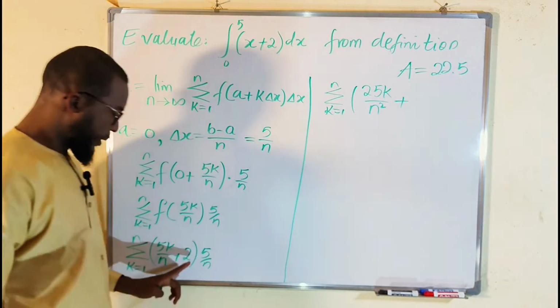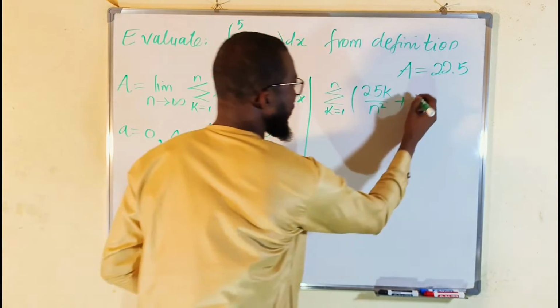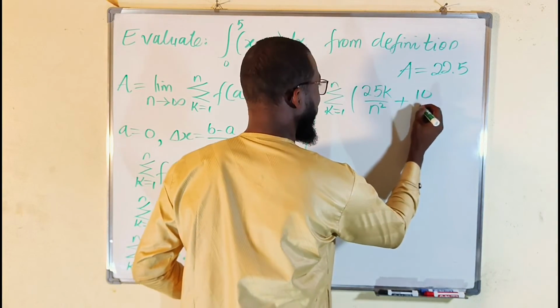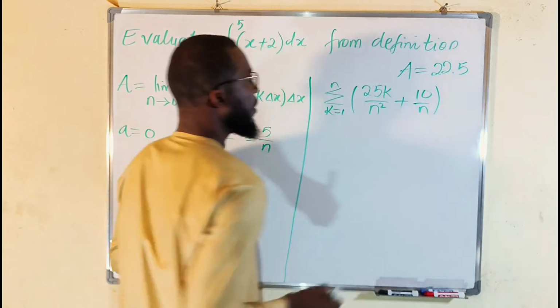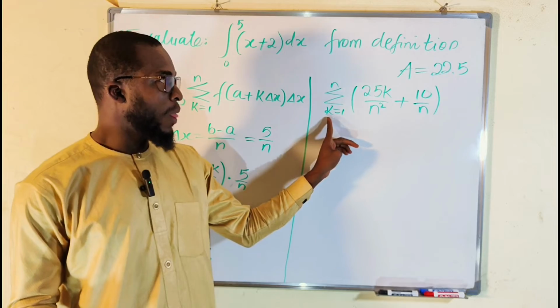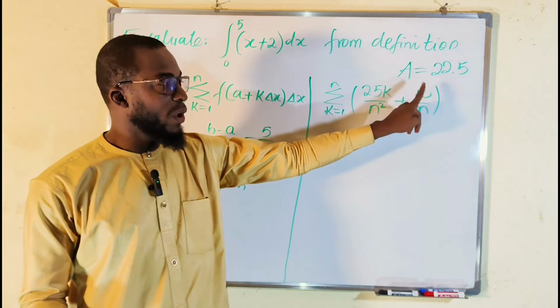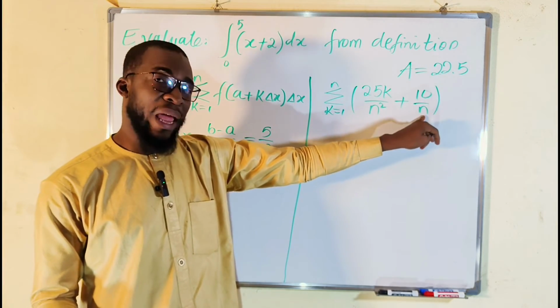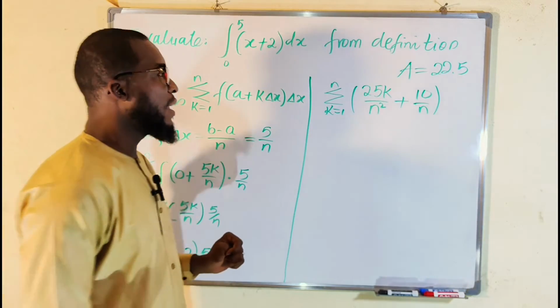Then plus 2 times 5 divided by n, that is 10 divided by n. So we are taking the summation, remember, with respect to k. So we have k here, but this remains constant because this is with respect to n. We are talking about k.